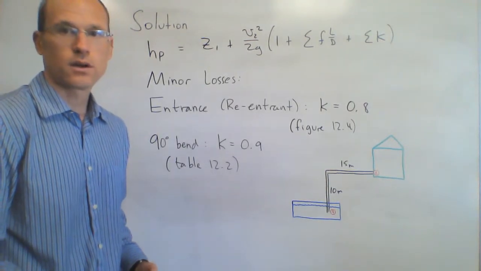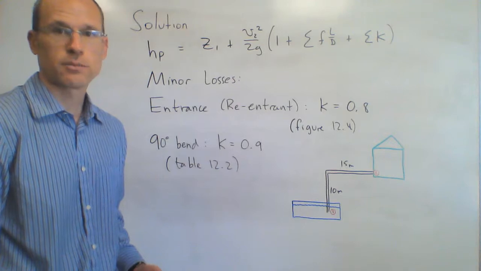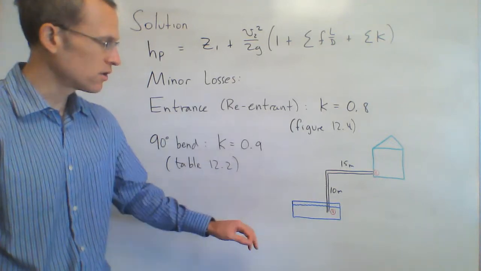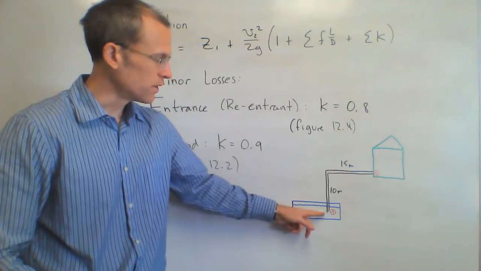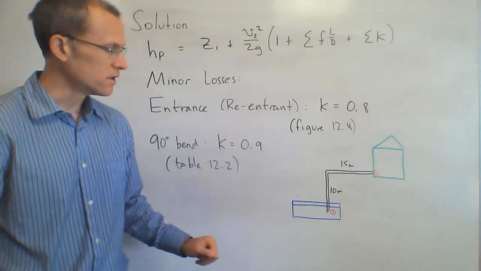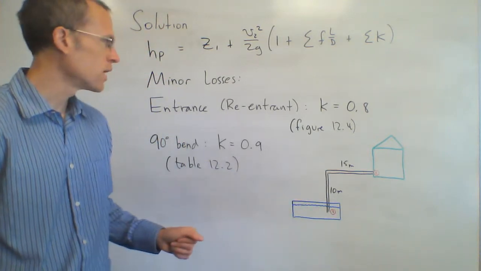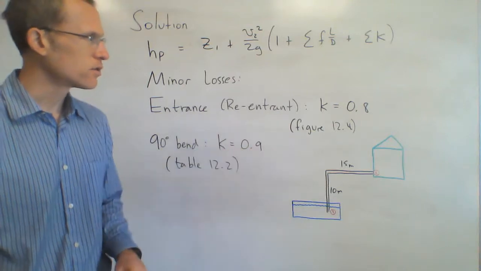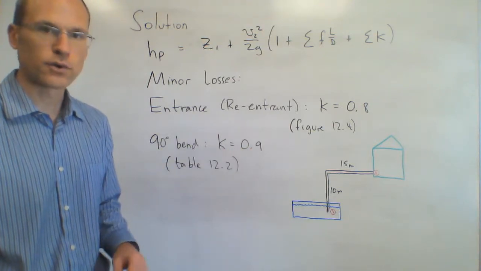Then last thing we need are minor loss coefficients for all the minor losses. So looking at my system here, I have a minor loss associated with this entrance. That entrance is reentrant based on the figure, and so the value for that, K, is 0.8. Find that in figure 12.4.